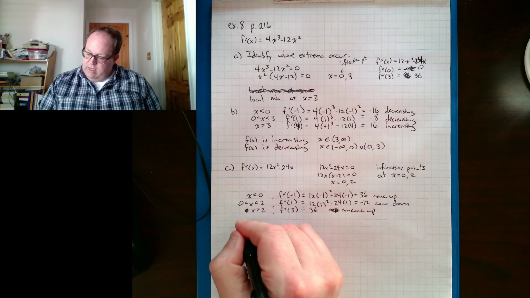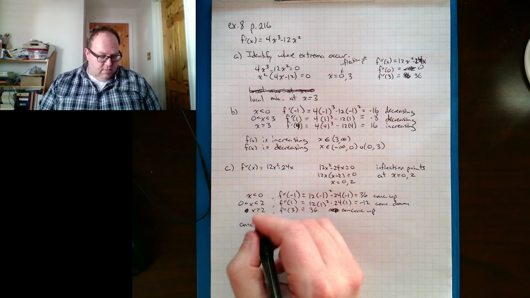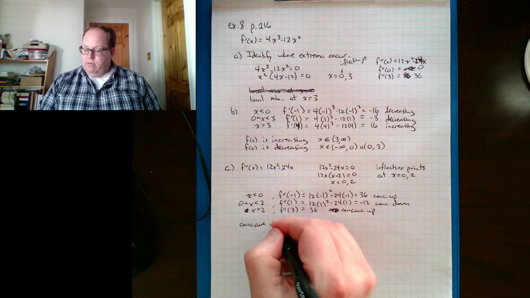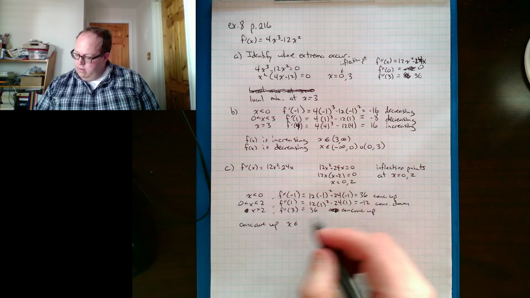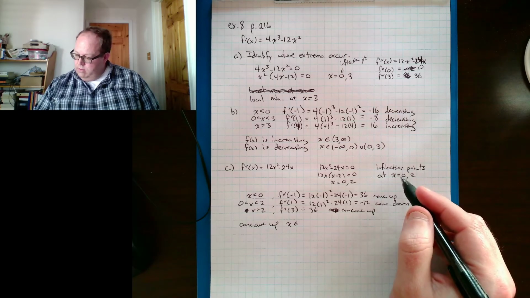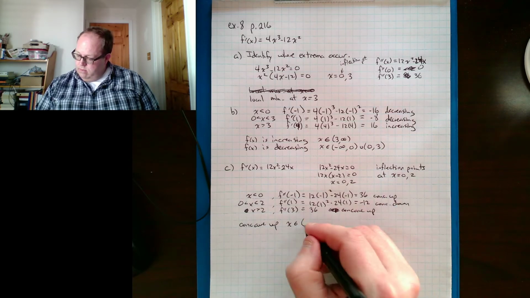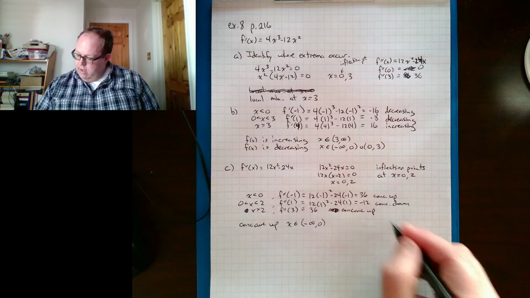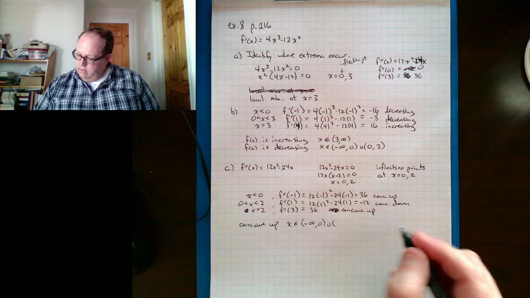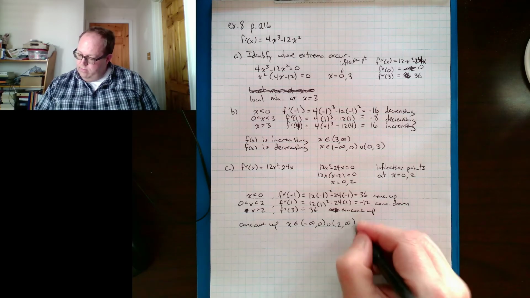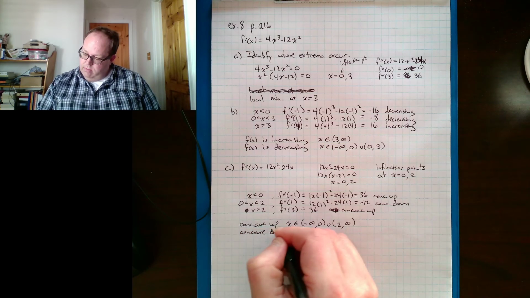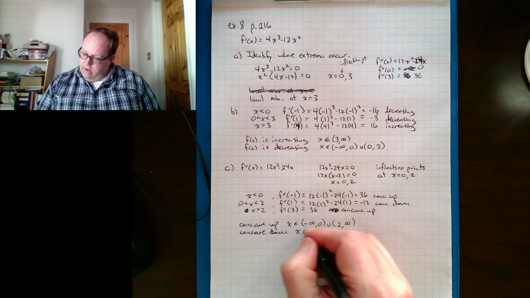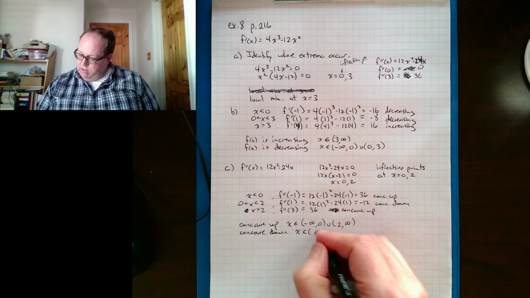So this thing is concave up for x values up to 0, and for x values bigger than 2, and it's concave down on x values between 0 and 2.